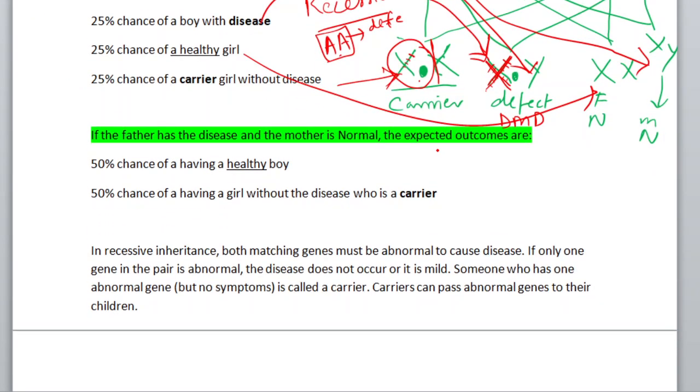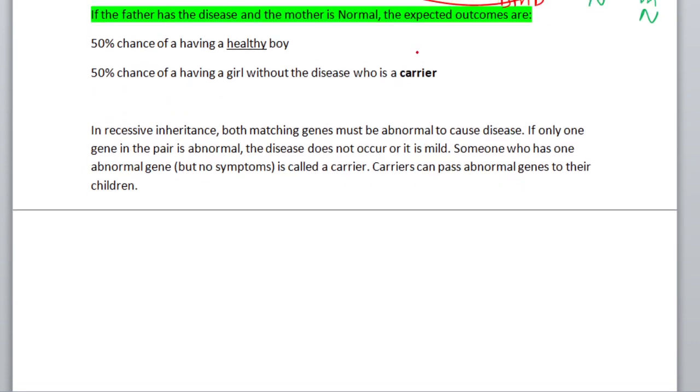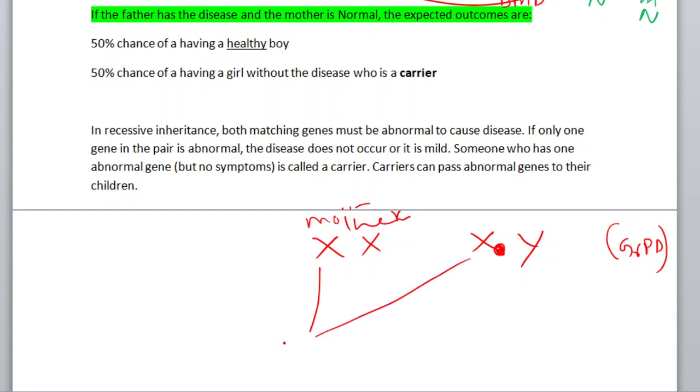Okay, let's move to another example. Let's suppose the father has the disease and the mother is normal. So here XX, the mother, is normal, and XY, the father, has a defective X chromosome. Okay, this might be any disease, like suppose I'm talking about G6PD deficiency. Now what happens is this normal X combines with this one, it will form XX naught, and this X chromosome combined with Y will form XY.